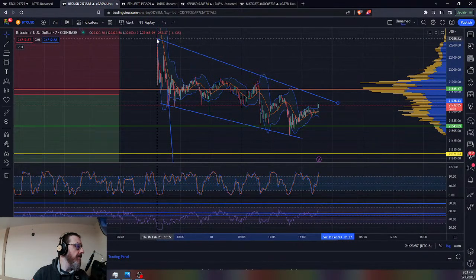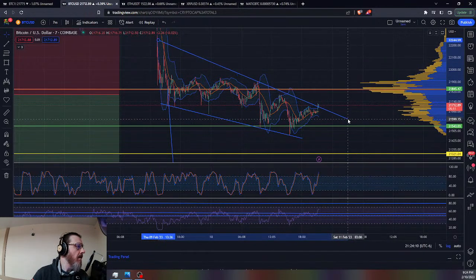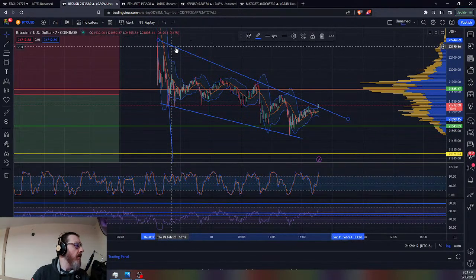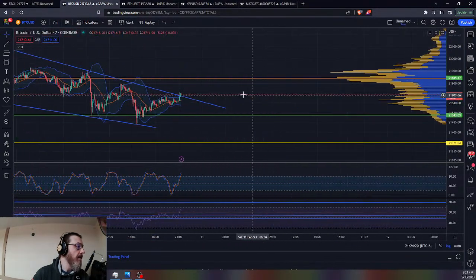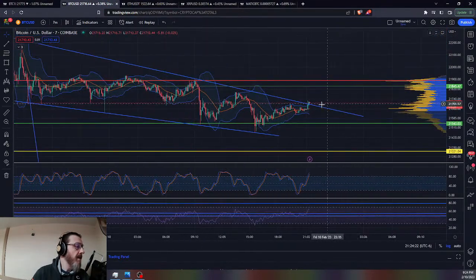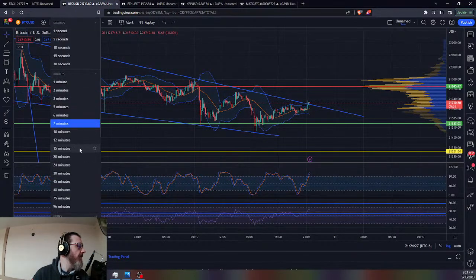Or even if we connect that wick, because that was a little bit off. Bear with me. Okay. So if we connect those wicks there, this really looks like more of a falling wedge, which is a bullishly biased pattern, which technically we have broken out of right now on this 7-minute time frame.